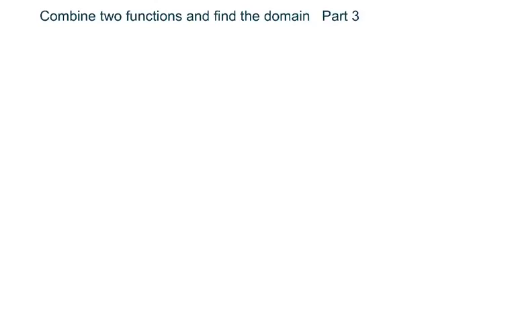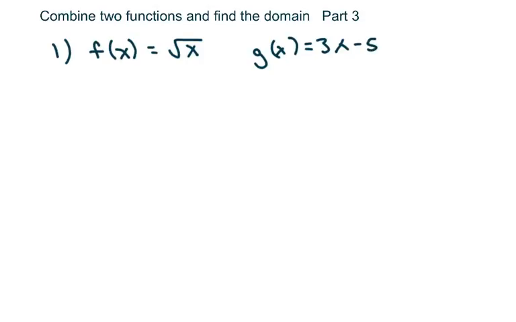Hi everyone, we're going to do two problems. We're going to combine two functions, and the first problem is going to be f of x equals the square root of x, and g of x equals 3x minus 5. And the second one we're going to do is f of x equals the absolute value of x.